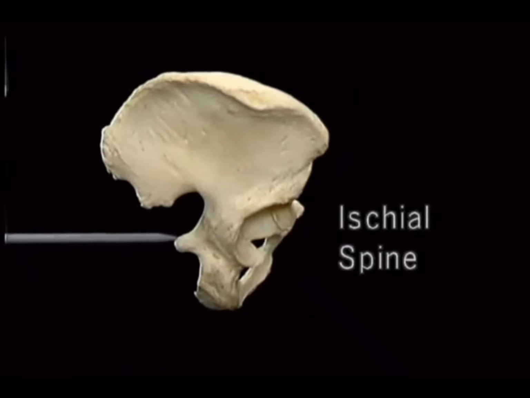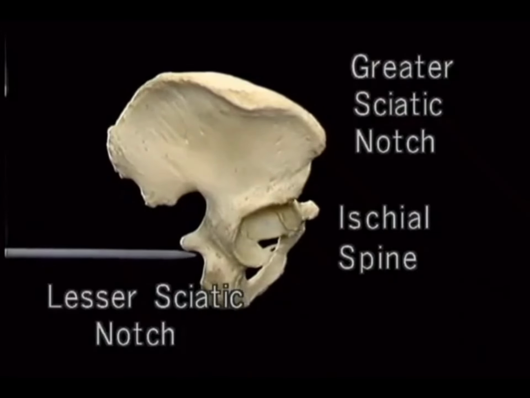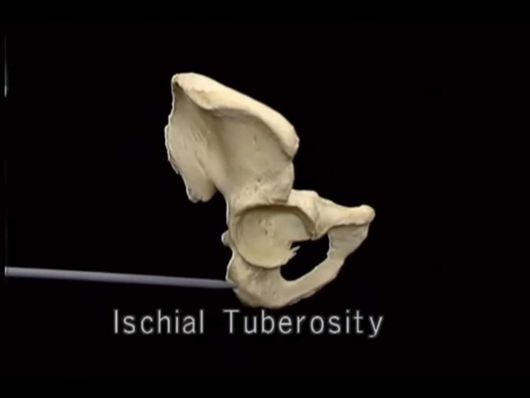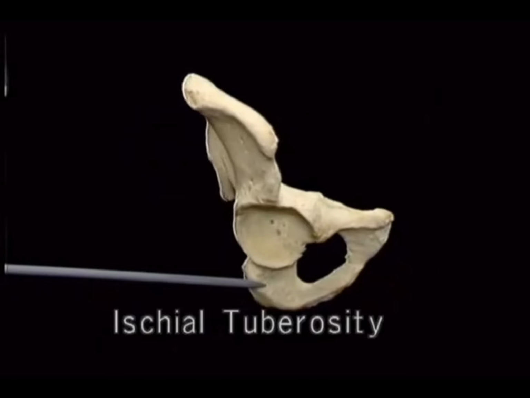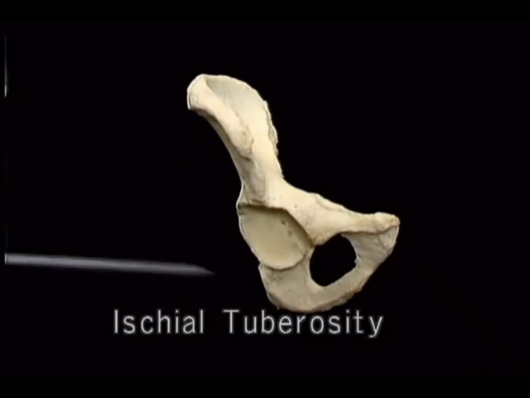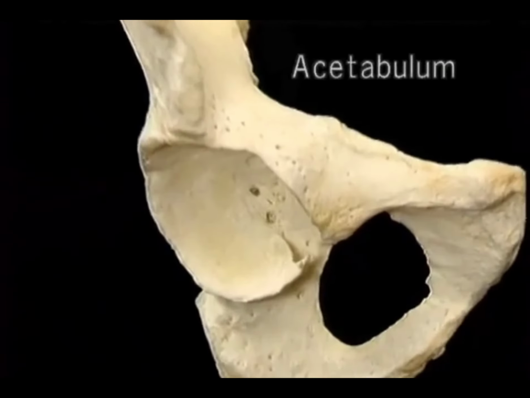This is the ischial spine, with the greater sciatic notch above it, and the lesser sciatic notch below it. This is the ischial tuberosity. The ischial tuberosity is another area where many muscles attach. It's also the part of the hip bone that we sit on. The socket for the hip joint is called the acetabulum.